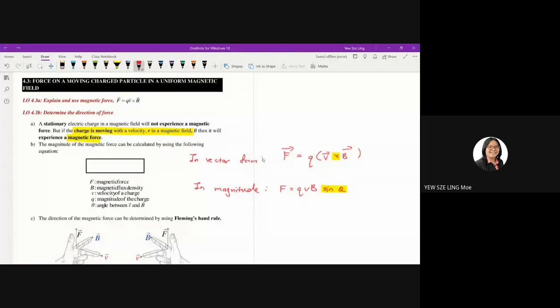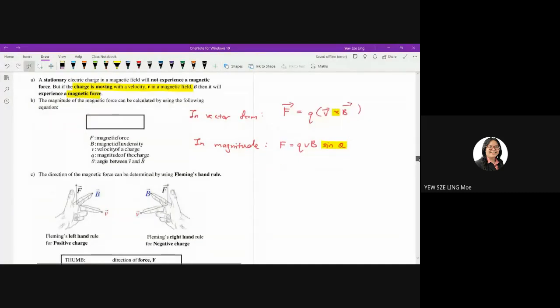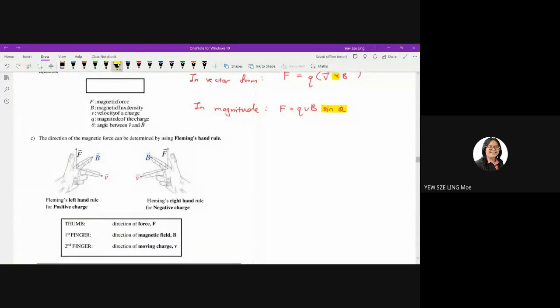Just now we used the right-hand grip rule to determine the directions. When it comes to a force, we use Fleming's hands. But there's a slight mistake in your books. Actually, you shouldn't use Fleming right hand for negative charge. This is a wrong concept. We use Fleming left hand only. Fleming left hand, we use it for positive charge. If it is a negative charge, then it simply represents the force coming out from the other side.